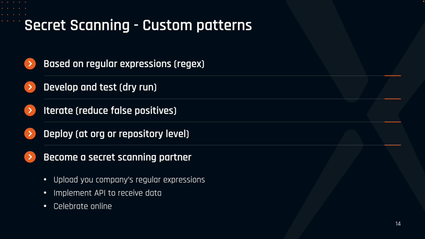Once you've started developing your custom patterns, GitHub makes it easy to test them with your own inputs, as well as do dry runs. These are great ways to refine the pattern and reduce any false positive rates to an acceptable level. When you're finished with developing the secret scanning pattern, you can easily deploy it for a specific repository or even across your entire GitHub organization.